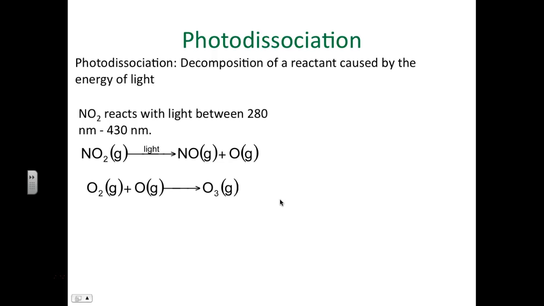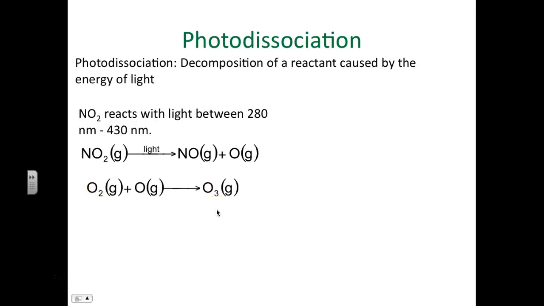So I wanted to get to that real quick. Here it is. Photodissociation, which is the decomposition of a reactant caused by energy of light. This is, again, the photochemical smog. What happens is, take nitrogen dioxide, for example. Light hits this nitrogen dioxide and creates nitrogen monoxide and an oxygen atom. This oxygen atom will react with a molecule of oxygen, and then it makes ozone.